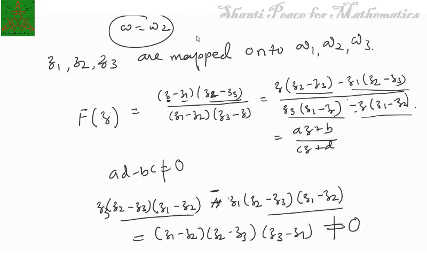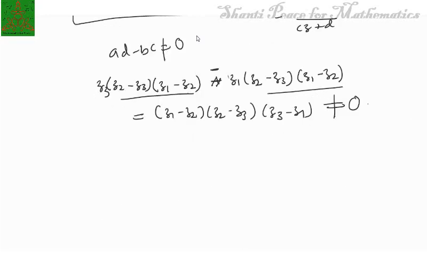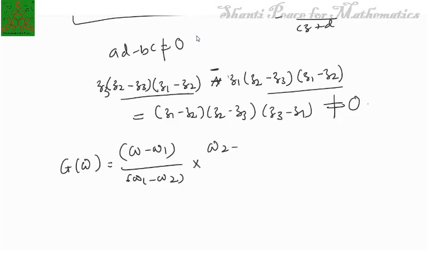So this function, as we have defined here, is a bilinear transformation. So what we can say is there exists a bilinear transformation which has this property. We need to prove that the bilinear transformation is unique. By similar reasoning, we can define g of w as w1 minus w upon w1 minus w2 into w2 minus w3 upon w3 minus w.